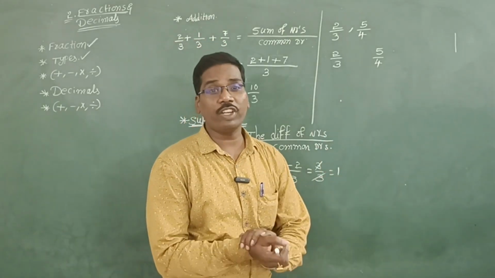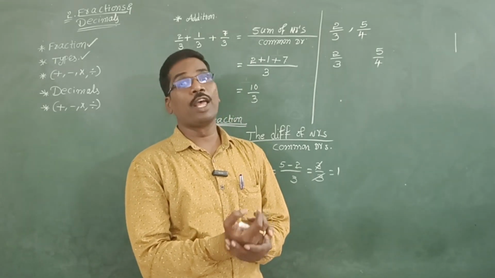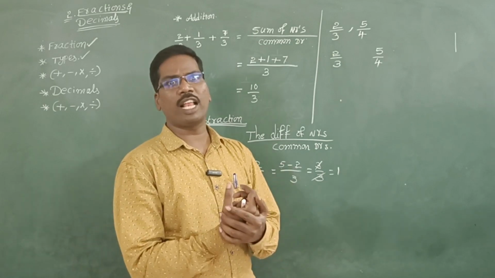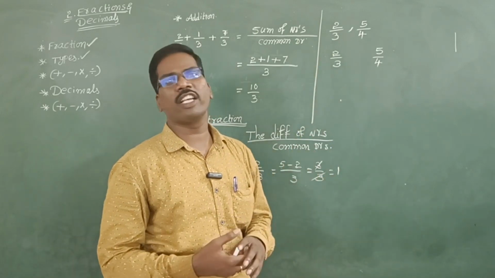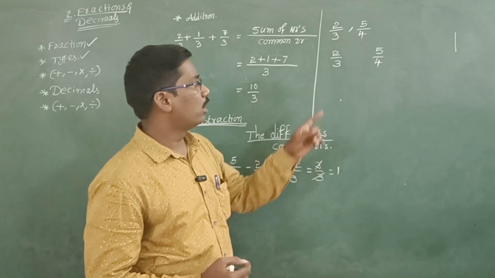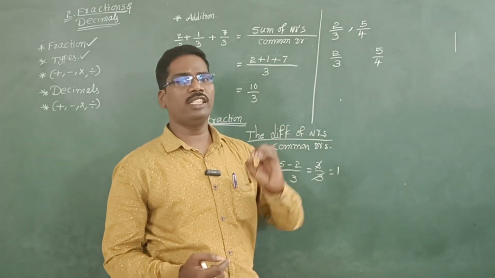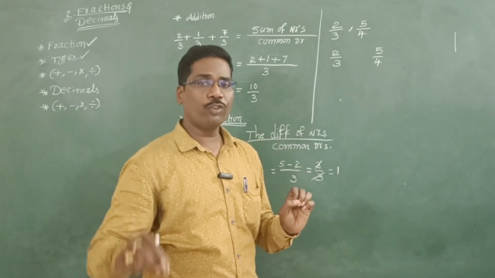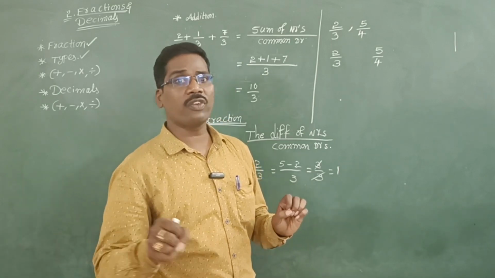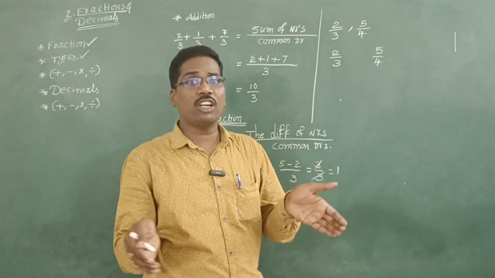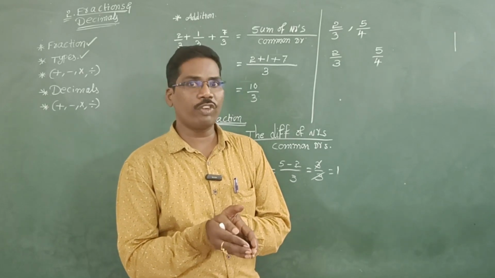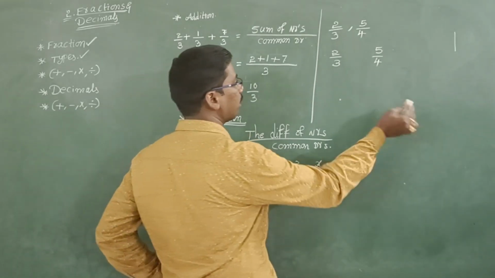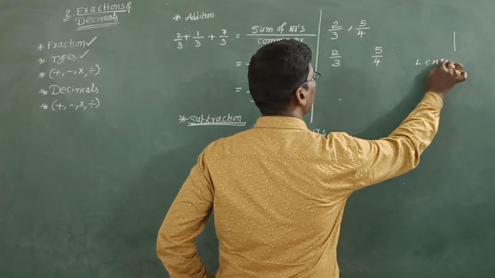First of all, we have to make these fractions into like fractions by taking the LCM of the denominators. Why we take the LCM has a small logic. In the 3 table, 3 ones are 3, 3 twos are 6, 3 threes are 9, 3 fours are 12. In the 4 table, 4 ones are 4, 4 twos are 8, 4 threes are 12. So 12 is common to these two numbers, so we can say 12 is the LCM. So that is why we take the LCM. LCM is 12.